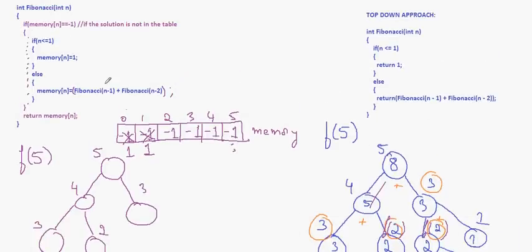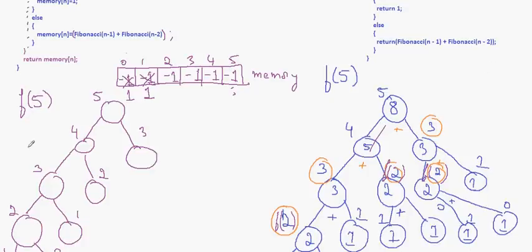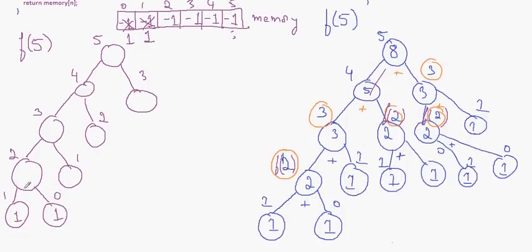Fibonacci of 2 will be Fibonacci of 1 plus Fibonacci of 0, so it's 1 plus 1, that is 2. So Fibonacci of 2 is 2. So we are updating the table. And then Fibonacci of 3 is Fibonacci of 2 plus Fibonacci of 1. So Fibonacci of 1 is already 1.